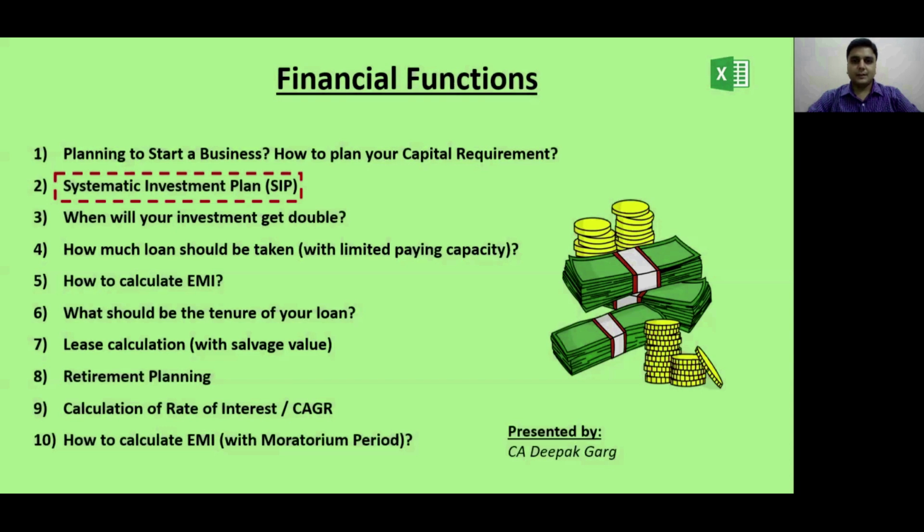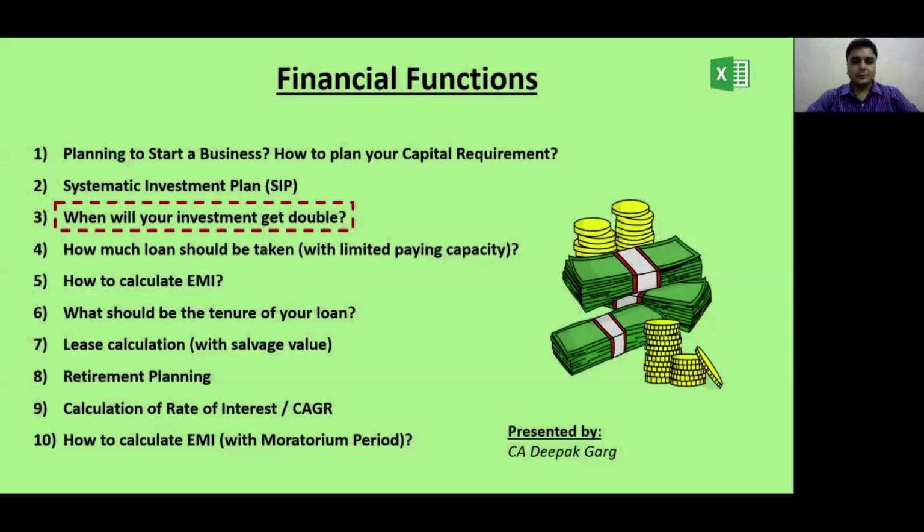In this, we will see we are doing a monthly investment, maybe 2000 or 3000 per month, for like 10 years. What will be its value after 10 years? What will be the maturity value of the monthly investments that we are doing?